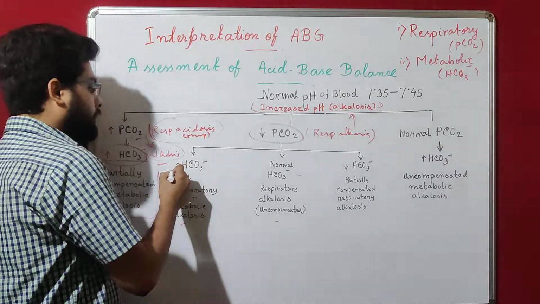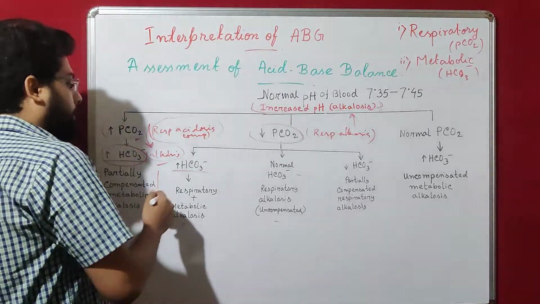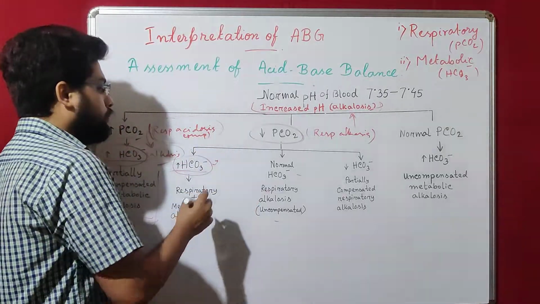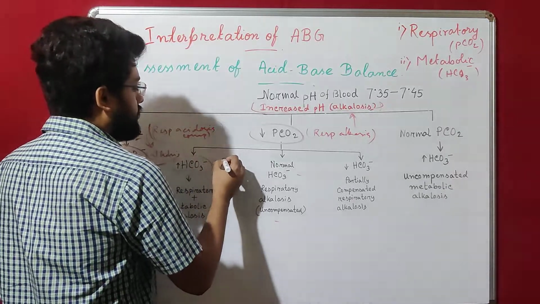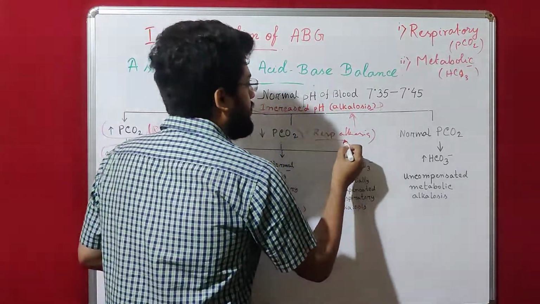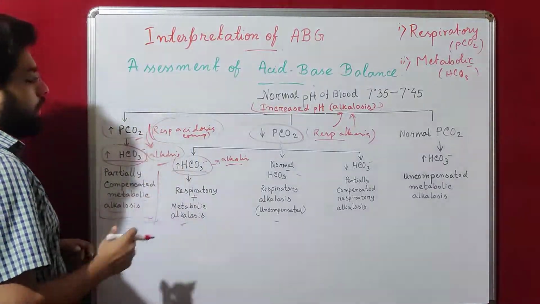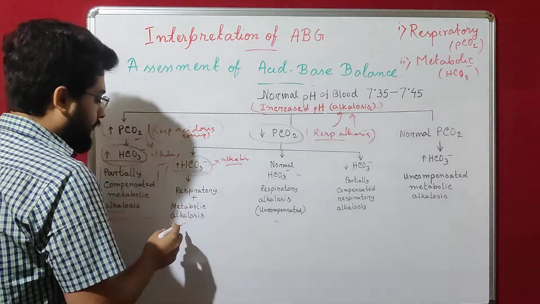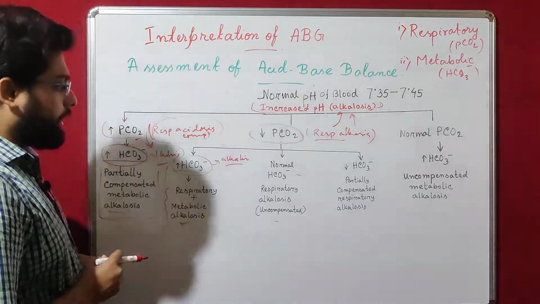So with respiratory alkalosis, if the metabolic component is increased, that means the concentration of bicarbonate ion is increased, it is also trying to make the blood alkaline. So both these components are causing the alkalosis. So how will we describe it? Now it is both respiratory and metabolic alkalosis.